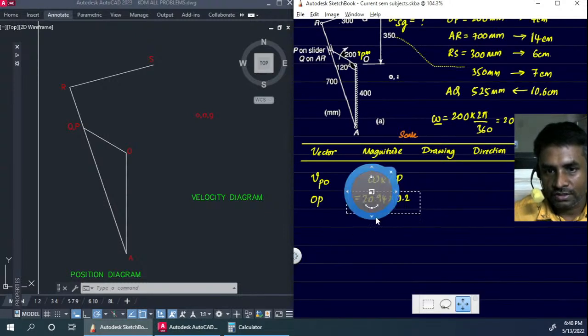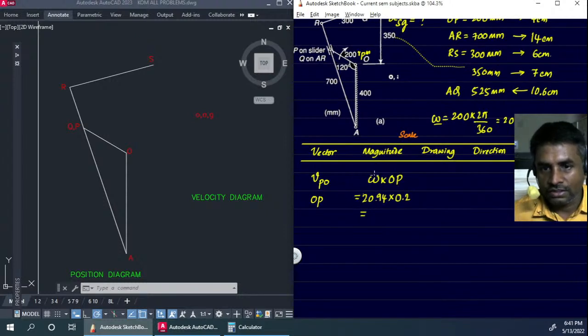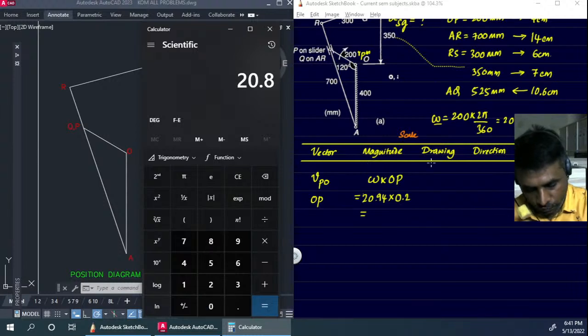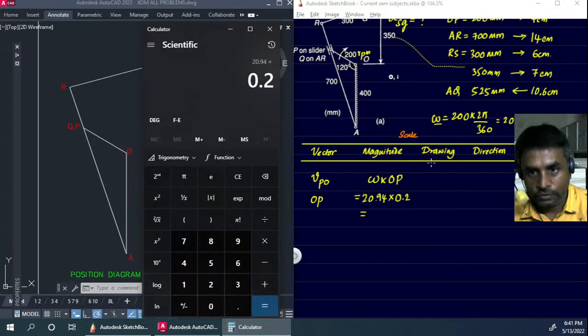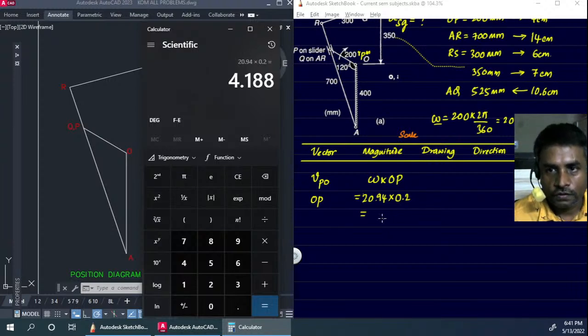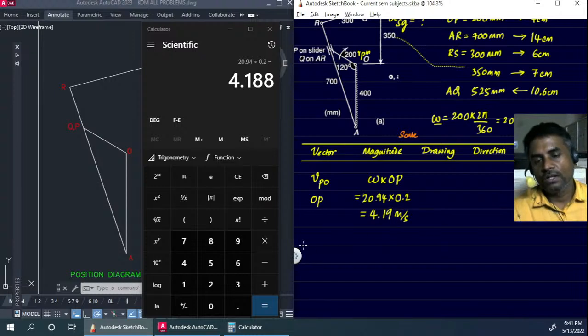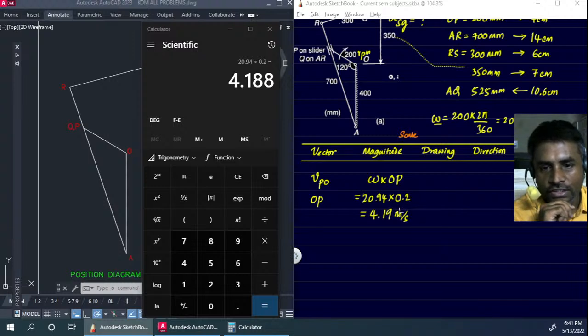Let me just push it a little to the side, and when we calculate this, what do we get? We get 20.94 times 0.2. So that's giving us 4.19, and this is the velocity in meters per second. But when you are drawing the velocity diagram, we cannot take this value in meters per second. We'll have to take some value in mm. So once again, we'll have to apply some scale to this. So I'm going to take this as 42 mm.